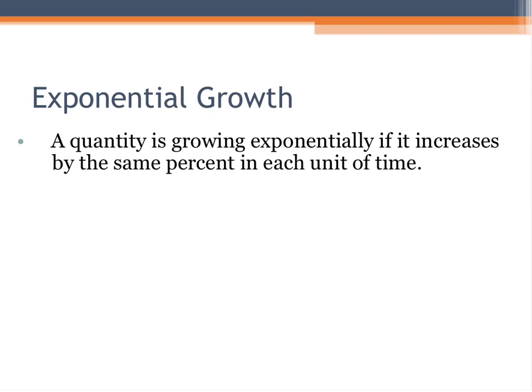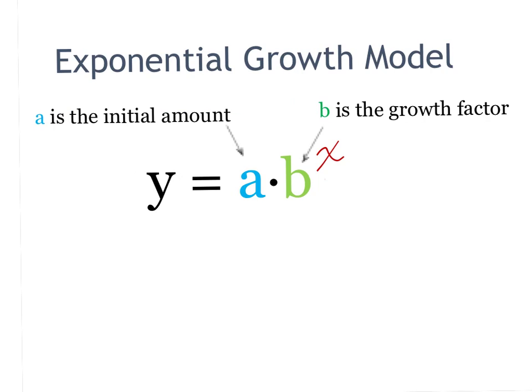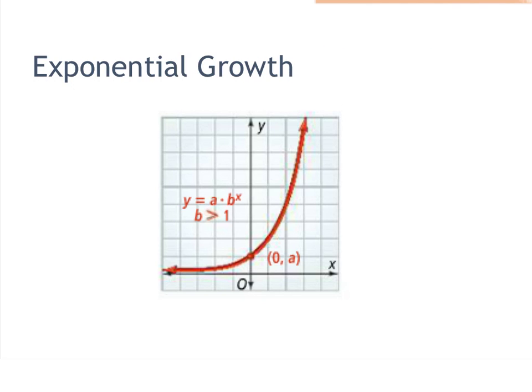So what is exponential growth? Well, a quantity is growing exponentially if it increases by the same percent in each unit of time. This is a model of exponential growth. Y equals, sometimes you'll see f of x, equals A, the initial amount put in, times B, the growth factor, raised to the x. So y equals A times B raised to the x is the exponential growth model. Here is a graph of exponential growth. Y equals A times B to the x. Now in this case, B has to be greater than 1. And as you can see, it's an increasing graph.